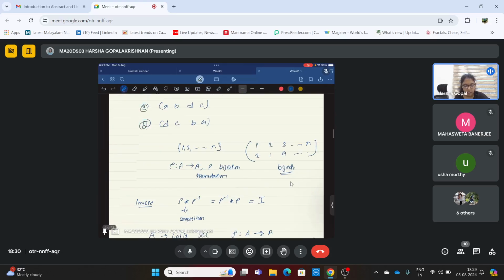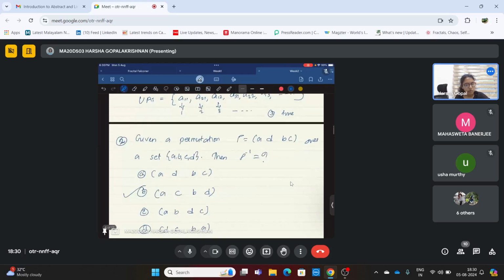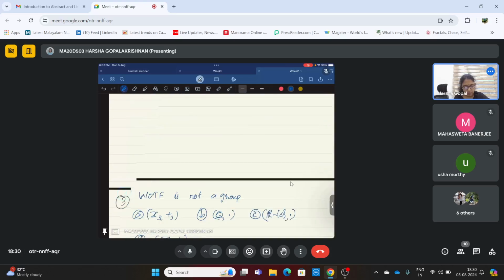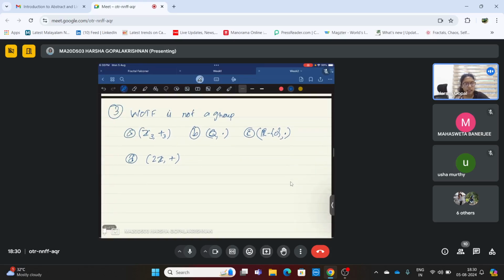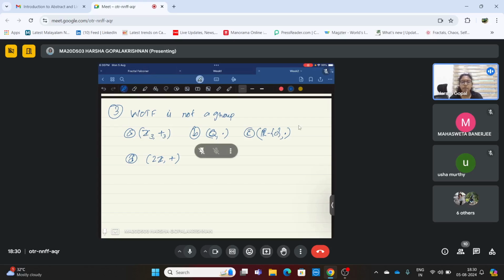Is that clear, how to find the inverse of a given permutation? Clear for everyone? If it is not clear, please ask. We can discuss again. Otherwise, we can go to the next question. Okay. Now, the next question is, which of the following is not a group?